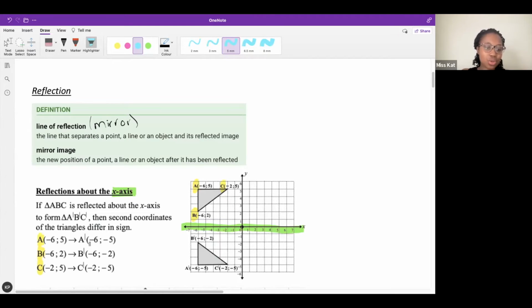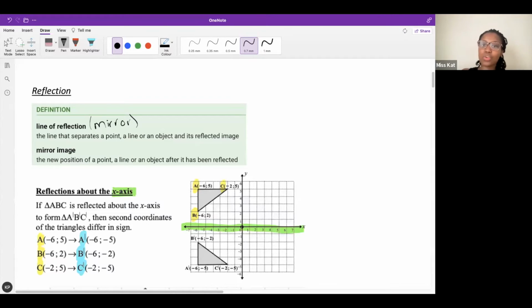Now, what do you guys notice about A prime, B prime, and C prime? What's different about point A and A prime? Can anyone see a difference? Look at the actual coordinates. Let's look at point A. A is -6 with 5, and A prime is -6 with -5.